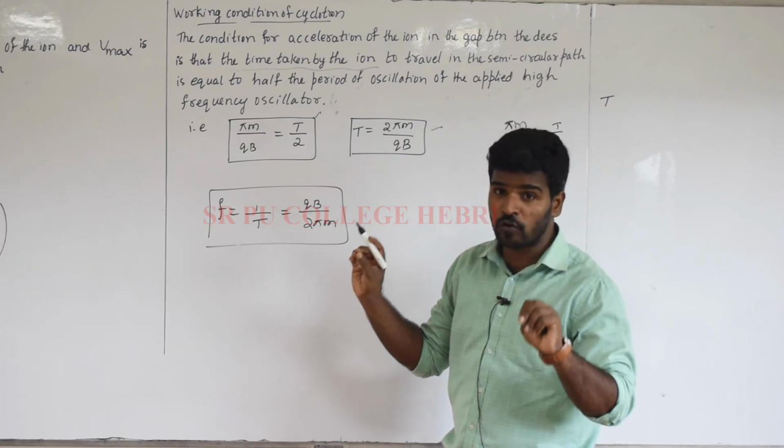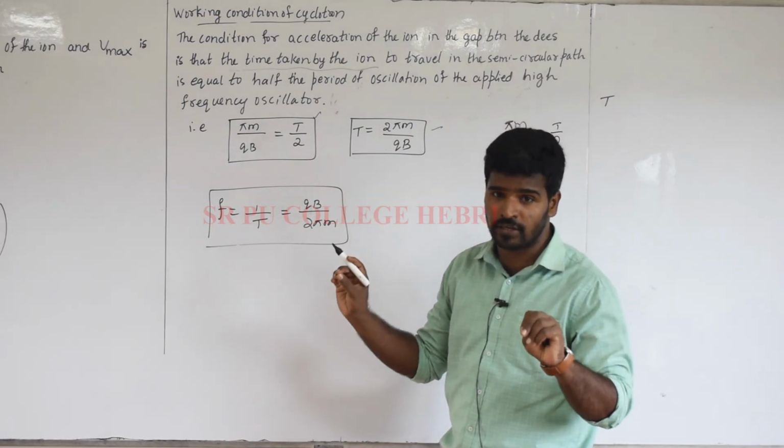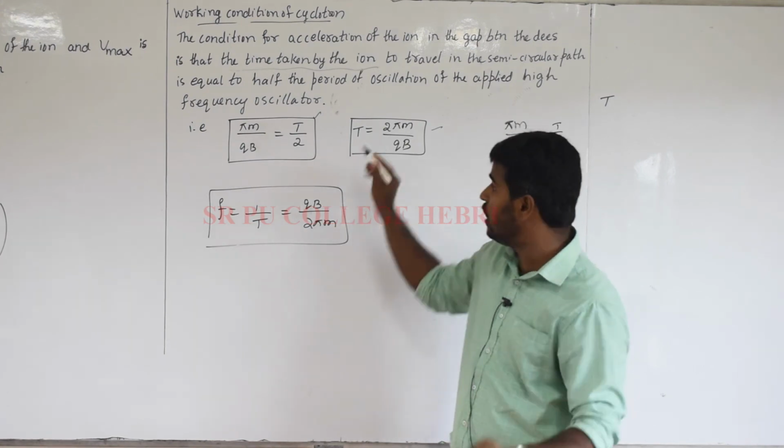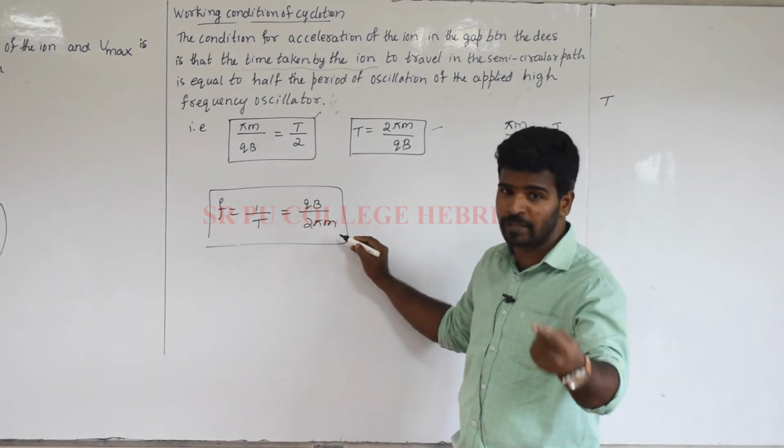Write the expression for the time period and the frequency of the charged particle or the positive ions in a cyclotron, and explain the terms.